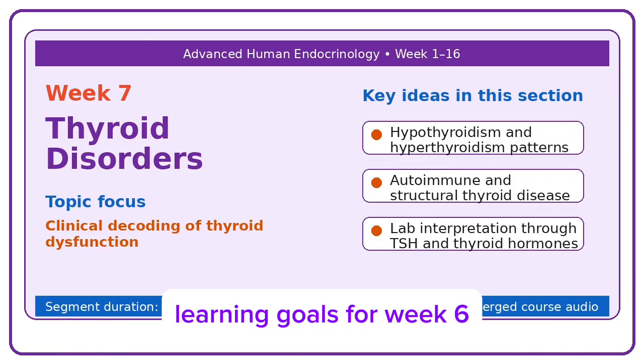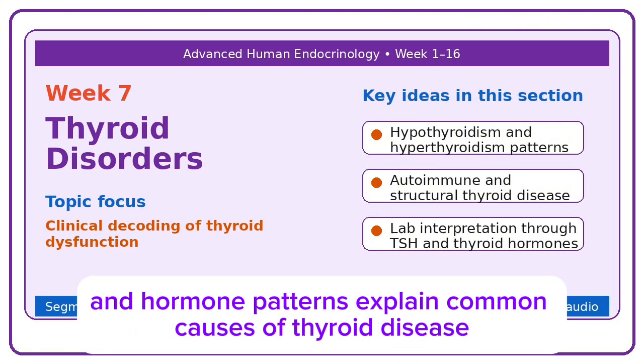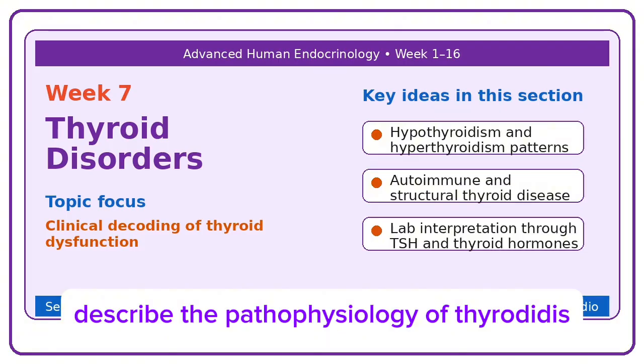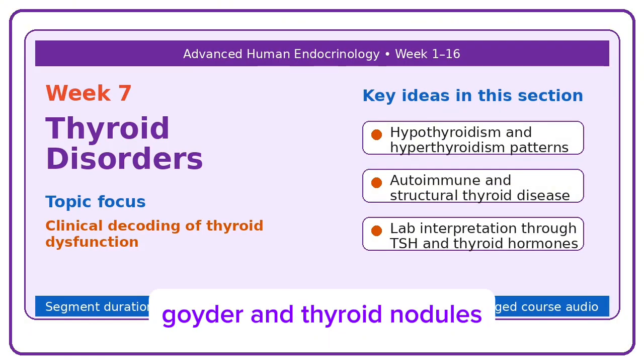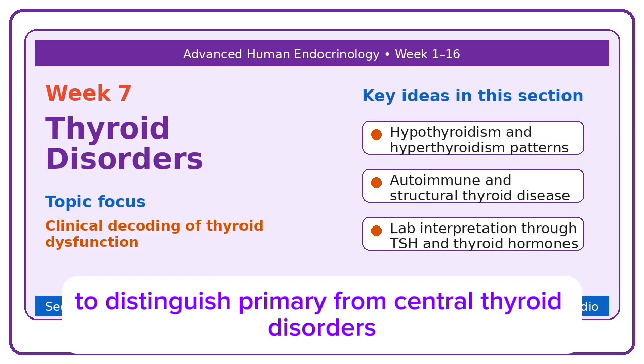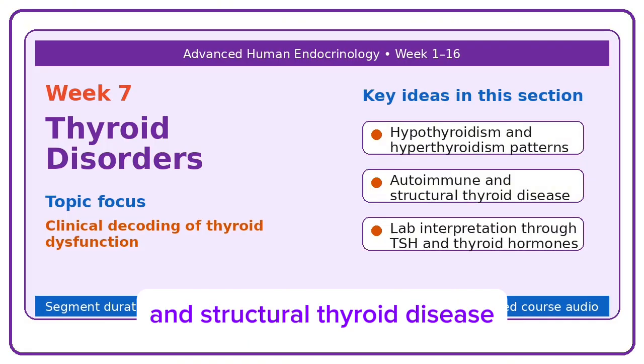Learning goals for Week 6: differentiate hyperthyroidism from hypothyroidism using physiology and hormone patterns. Explain common causes of thyroid disease, including autoimmune disorders, iodine imbalance, and nodular disease. Describe the pathophysiology of thyroiditis, goiter, and thyroid nodules. Use TSH, free T4, and related logic to distinguish primary from central thyroid disorders. Recognize the major clinical importance of thyroid cancer and structural thyroid disease.